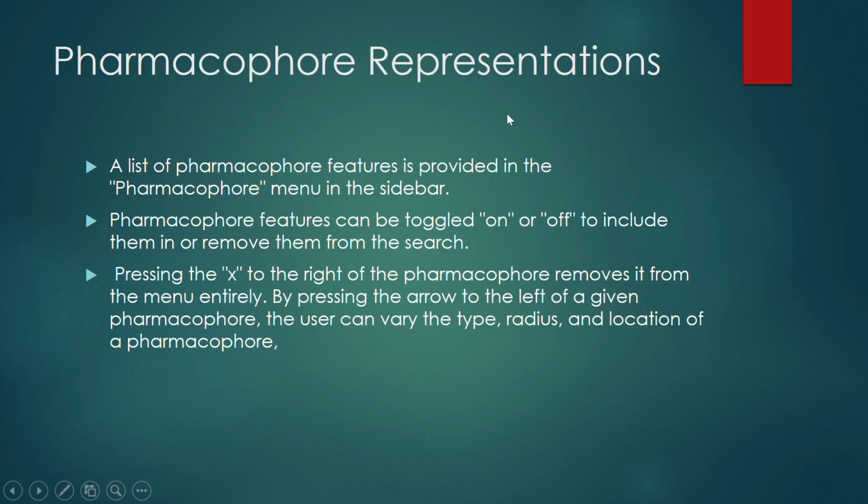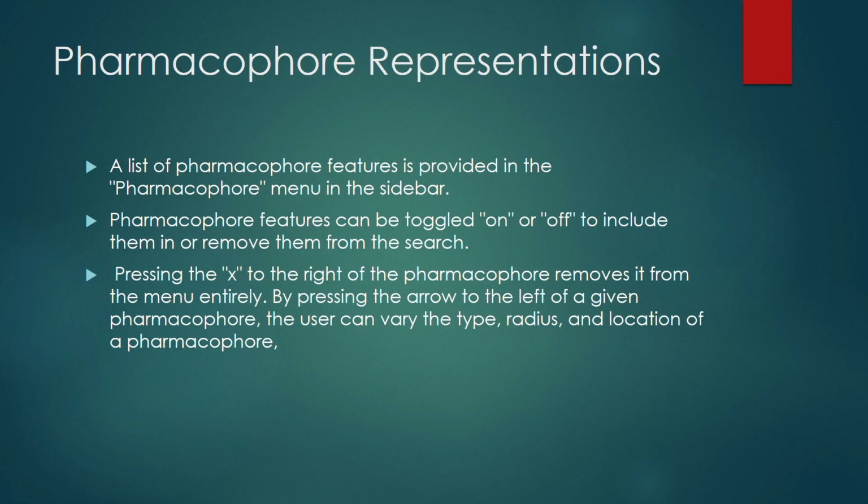Pharmacophore representation. A list of pharmacophore features is provided in the pharmacophore menu in the sidebar. As the previous picture shows, the pharmacophore features are shown in the left sidebar menu. Pharmacophore features can be toggled on or off to include them or remove them from the search. It depends on the user whether they want to include or exclude them. Pressing the X to the right of the pharmacophore removes it from the menu entirely.